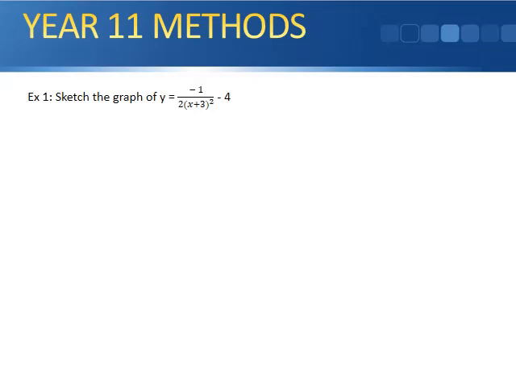Example 1, sketch the graph of y equals negative 1 divided by 2x plus 3 all squared minus 4. The asymptote here is at x plus 3 equals 0, so x equals negative 3, and the y asymptote is at negative 4. So again, I'm just going to start sketching it and then work out if I need to work out any asymptotes.